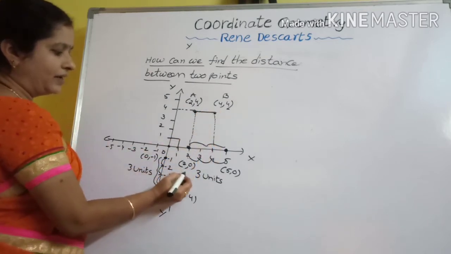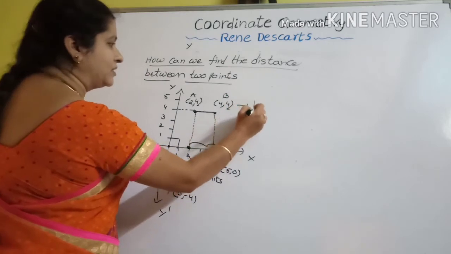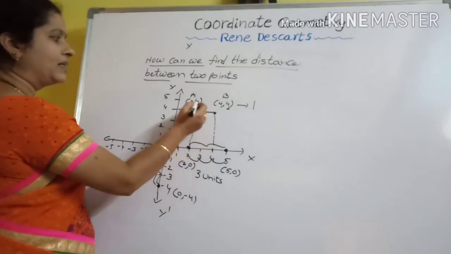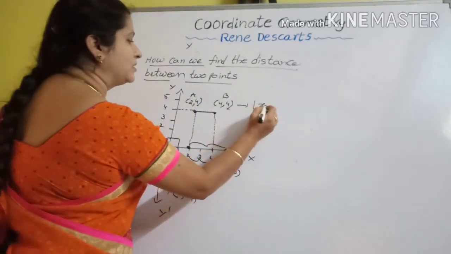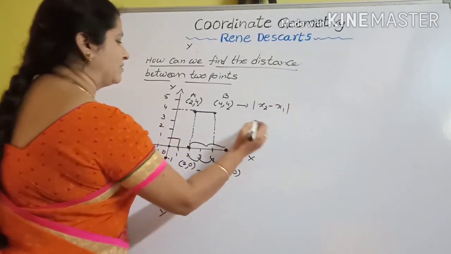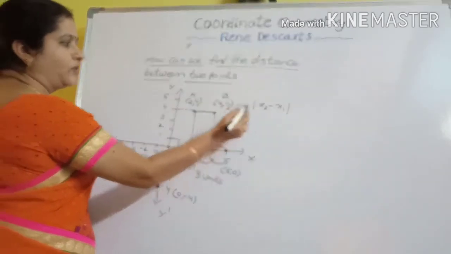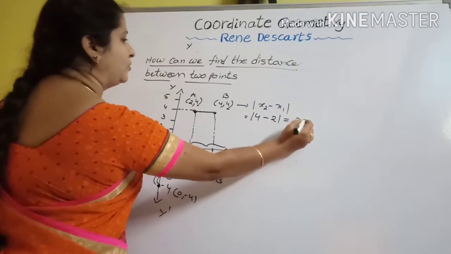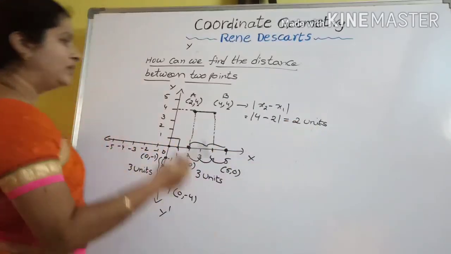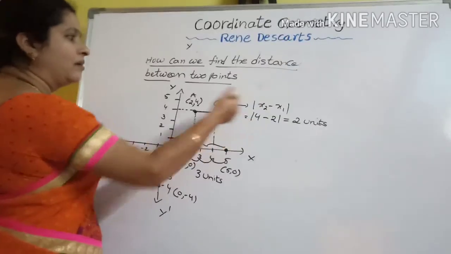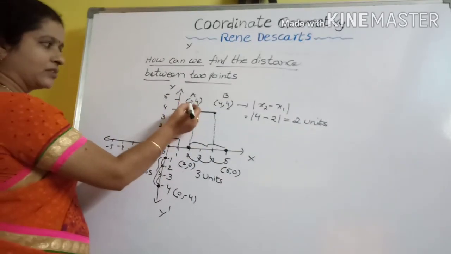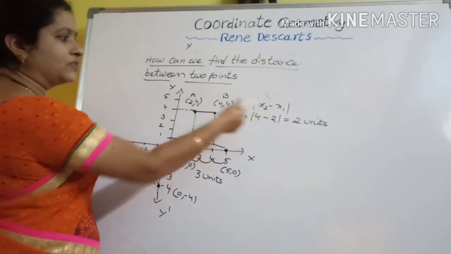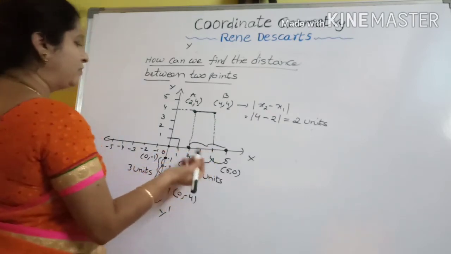You are simply by using this formula: y coordinate values equal means y2 minus y1 is also 0. So simply modulus of x2 minus x1. Here x2 value 4, x1 value 2. So modulus of 4 minus 2, so 2 units distance. So in this case also we are using the formula modulus of x2 minus x1. If the x coordinate values are equal or y coordinate values are equal, we are taking this formula modulus of x2 minus x1 or y2 minus y1.